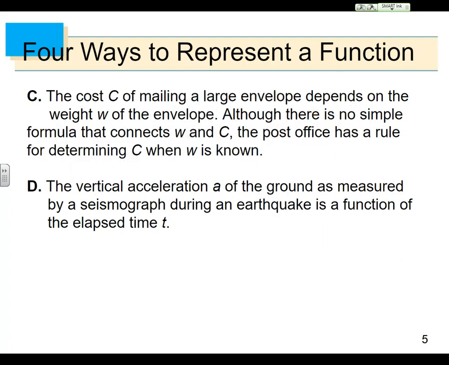Sometimes they just tell us about a function, like on C right here. They're just telling us the function verbally, and that's exactly how I would denote it. This is a verbal function. It says the cost C of mailing a large envelope depends on the weight W of the envelope. So there's no simple formula to connect W and C. The post office has a rule to determine the cost whenever W is known. They can go on to tell us more about that, but this is just a verbal model of what the function would be. Again, it would be cost is a function of the weight.